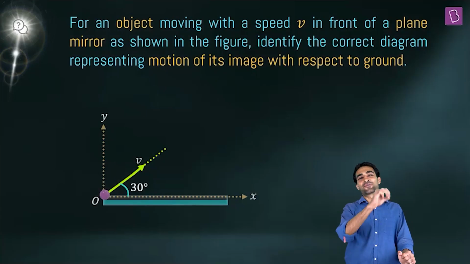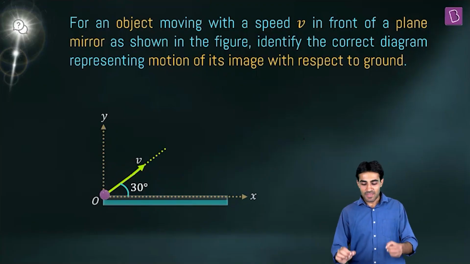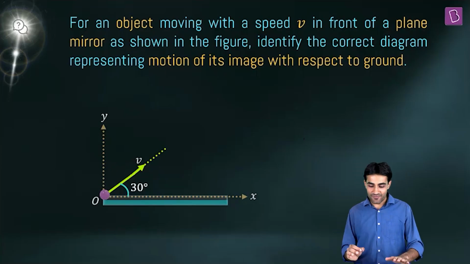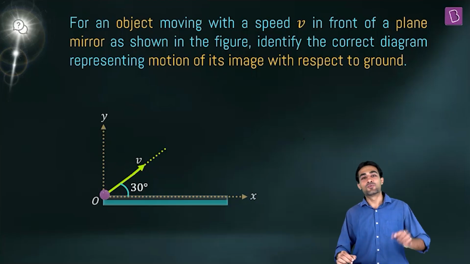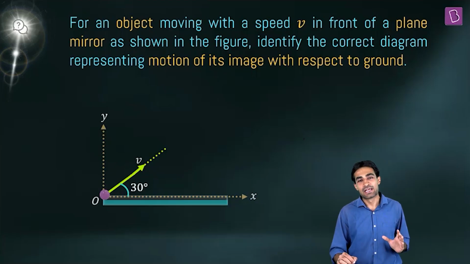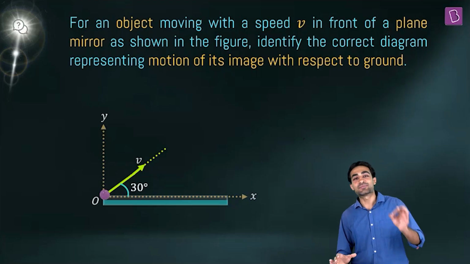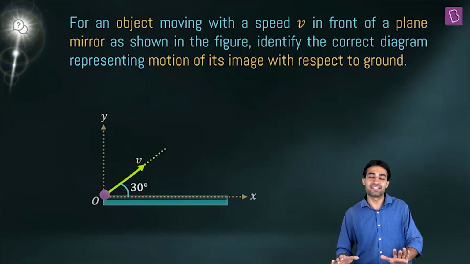Let's see this incredible question. For an object moving with speed v in front of a plane mirror as shown in the figure, identify the correct diagram representing the motion of the image with respect to ground. So the object is moving with respect to ground, and we can see its velocity is making an angle of 30 degrees with the horizontal. Can you see that? Yes.